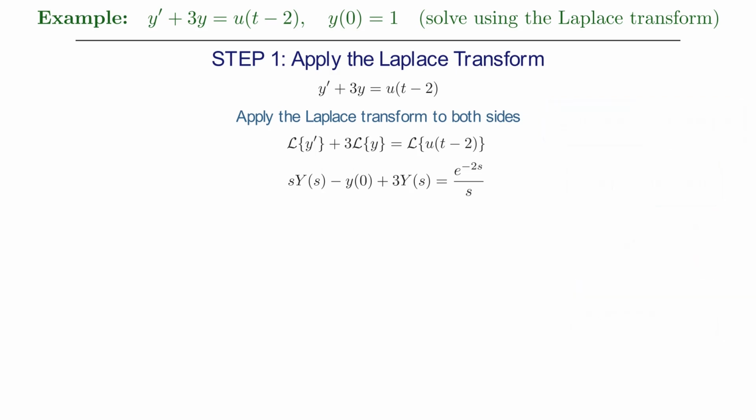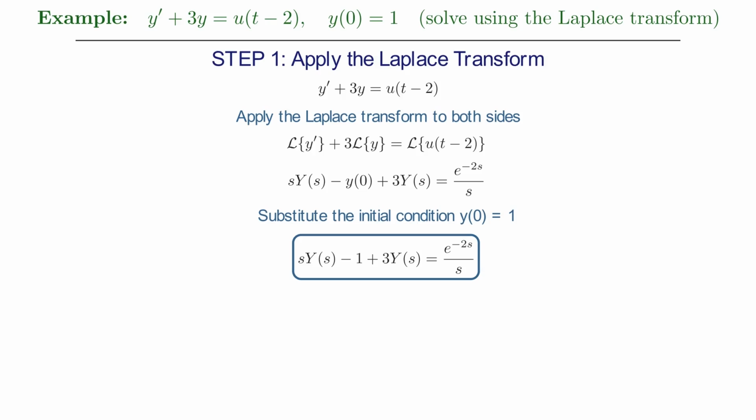And at this point we can substitute in the initial condition, y of 0 is equal to 1. So we can replace that y of 0 with 1. And this gives us s capital Y of s minus 1 plus 3 capital Y of s is equal to e to the minus 2s over s.